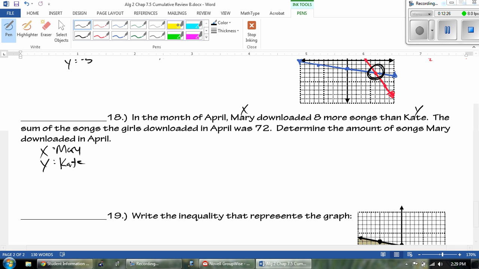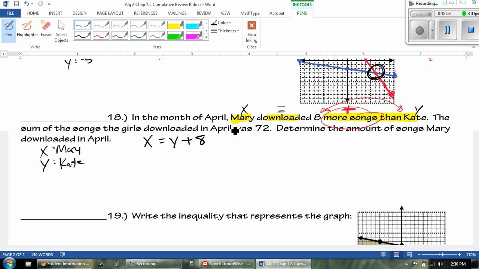So they're saying that Mary downloaded 8 more songs than Kate. Well, more than, I know we're talking about addition. More than tells me we need to switch the order. And downloaded is actually going to be our equals, because they're telling us that's what it is. That's what Mary downloaded. So Mary downloaded 8 more songs than Kate.